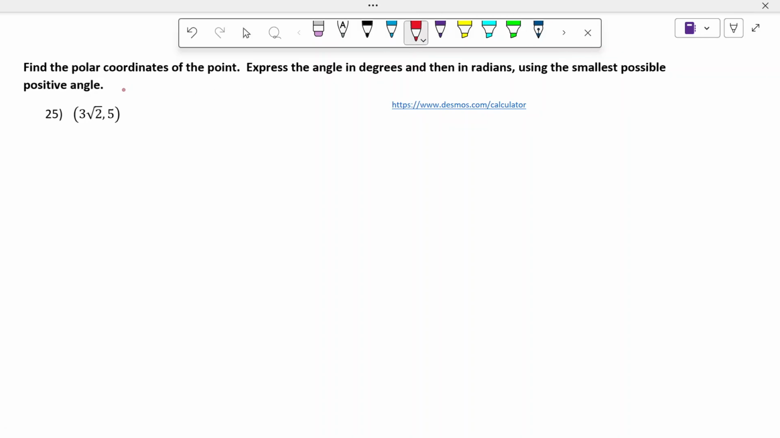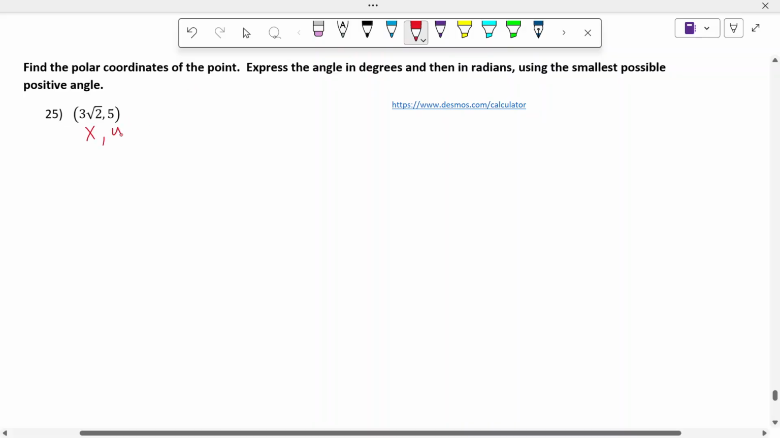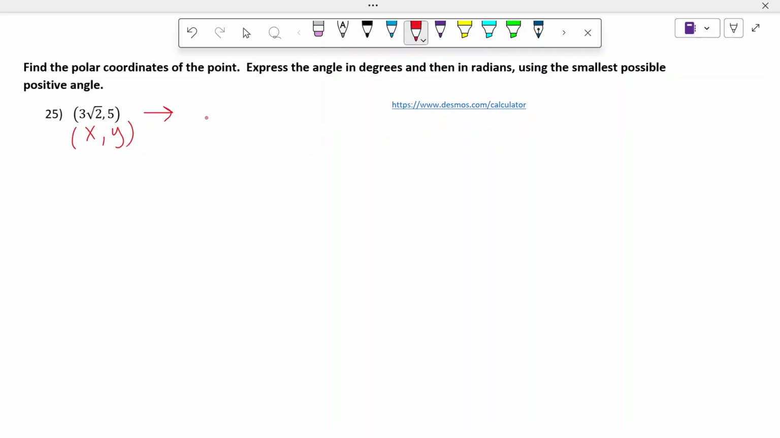Here we have to find the polar coordinates of the given point. And of course, this given point is in rectangular coordinates, a good old x and a y. But we're supposed to turn it into a polar point, which is an r and a theta. It does say to express the angle in degrees and then also in radians. And it says to use the smallest possible positive angle, because remember, you could spin around in circles a bunch to have any number of possible infinite angles as an answer. So here we go.